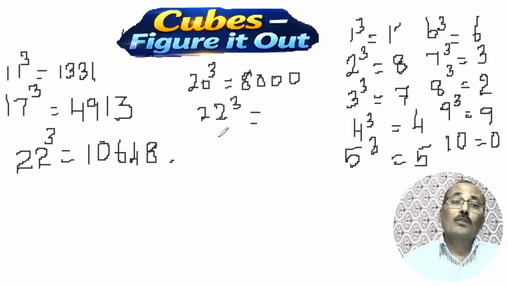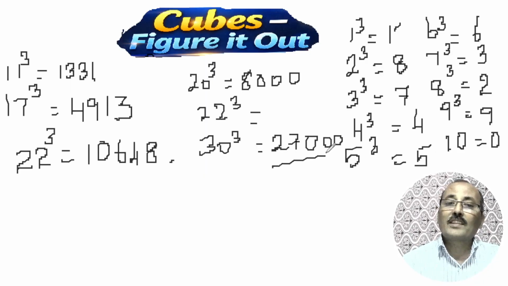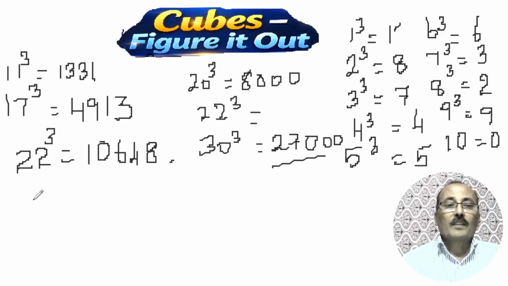And what about 30 cube? 30 cube must be 9... no, not 9. 27 and 3 zeros, 27,000. So it is going faster. It goes very fast, so you have to understand that.